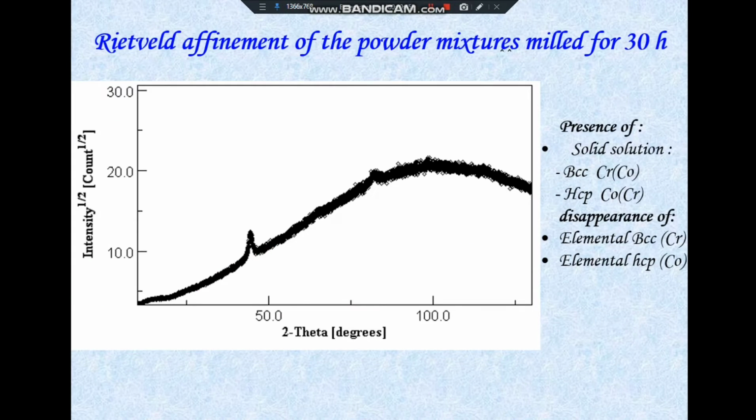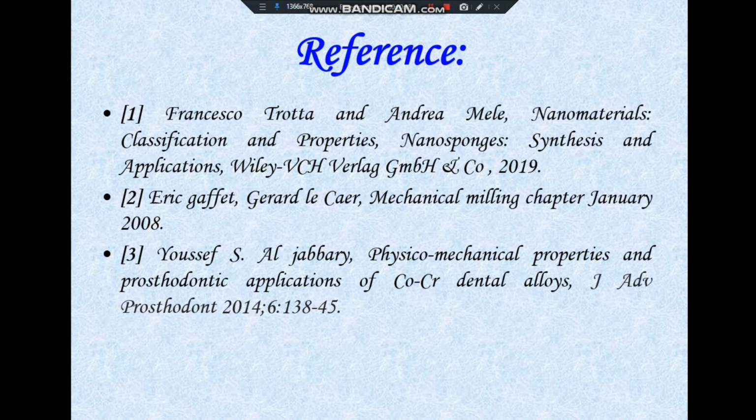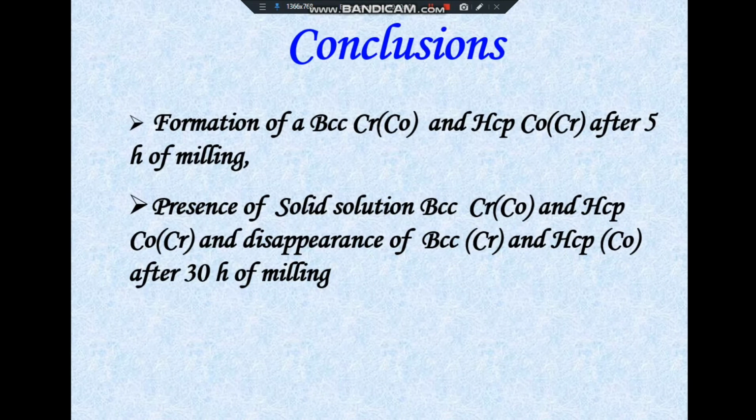Now for 30 hours of milling, we notice presence of a solid solution of cobalt in chromium and a solid solution of chromium in cobalt, with elemental BCC chromium and elemental HCP cobalt, as we can see here the peaks in the spectrum. So we pass now to see some references and we go to our conclusions.